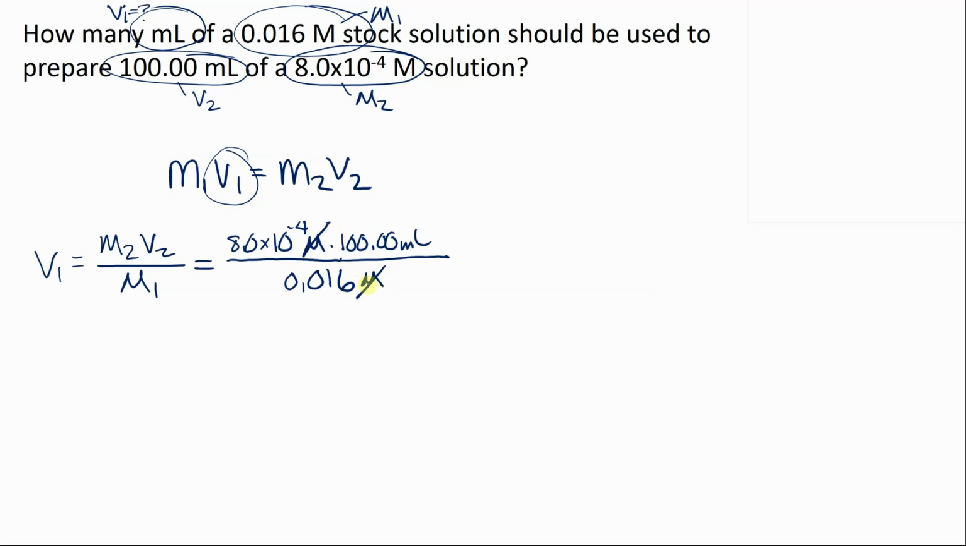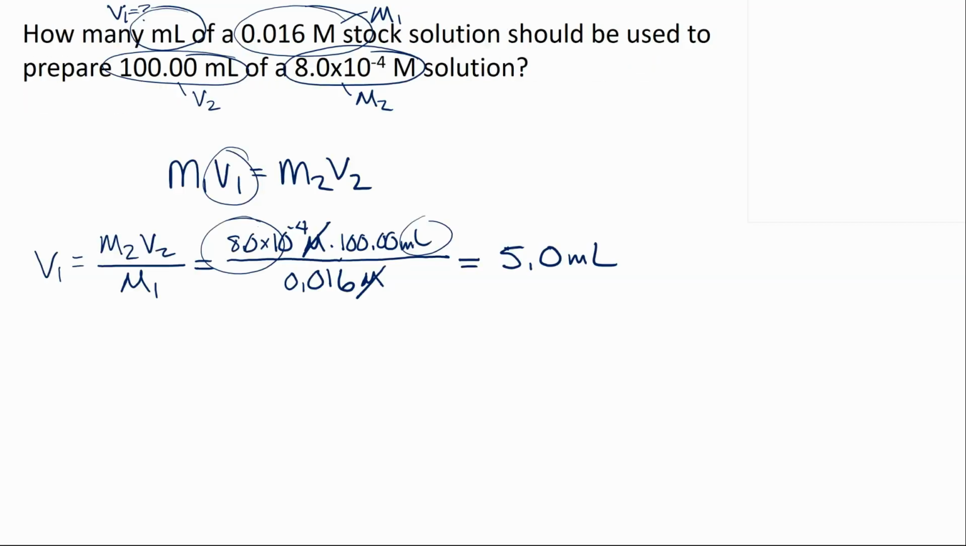The molarity units cancel. Again, if they're the same unit, we can cancel them. And my answer comes out to be 5.0, and my units there are milliliters. For my answer, 2 sig figs from that 8.0, and that's set up. So I should take 5 milliliters of that 0.016 molar stock solution, transfer it to the 100 milliliter volumetric flask, and add additional solvent until I get to that 8.0 times 10 to the negative 4th concentration at the same time that I get to that 100 milliliter mark.